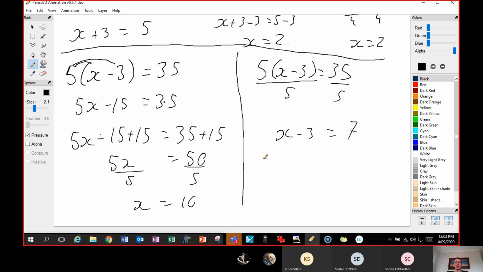Now I can add 3 to both sides. So I want to get rid of the negative 3. I want it to equate to 0. And that means x equals 10. We can substitute these in. x equals 10. 10 minus 3 is 7. 5 times 7 is 35. So dealing with negatives when we expand, note that happens. What happens there?